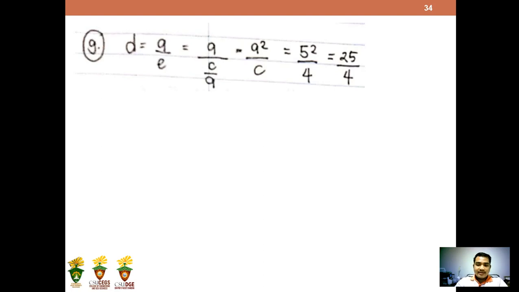Alright, so the next thing is we need to determine the directrix. The formula for the directrix is d is equal to a over e. So we simplify it. Eccentricity is equal to c over a, which we discussed earlier. So this equation will come out as a squared over c. Substituting the values of a and c, we have 25 over 4.